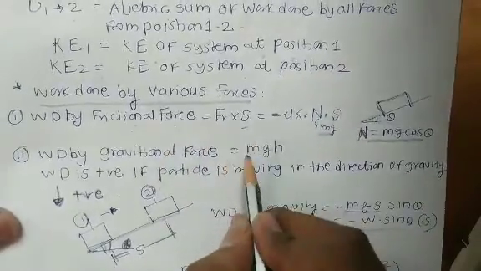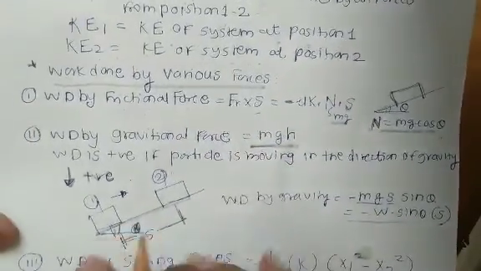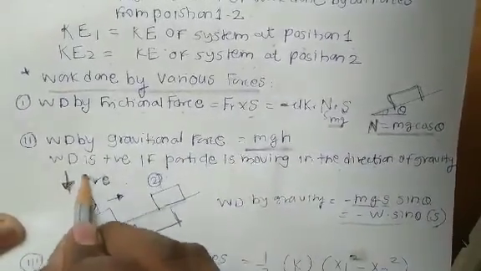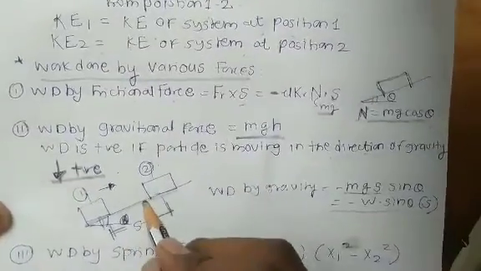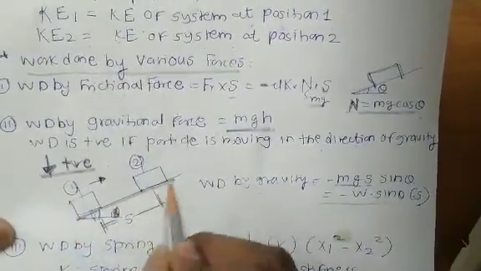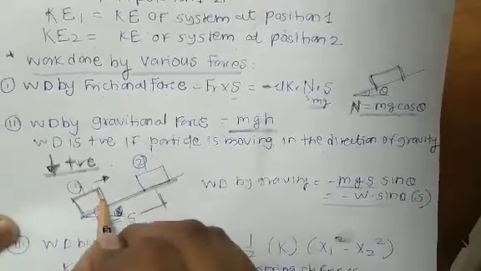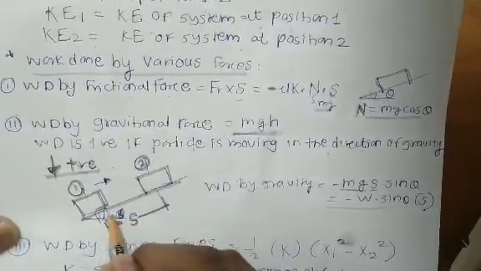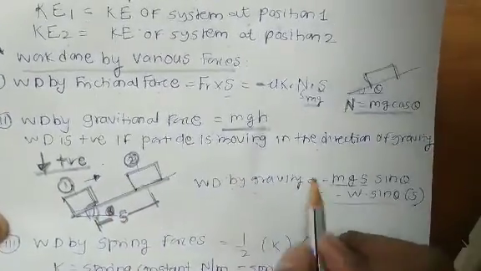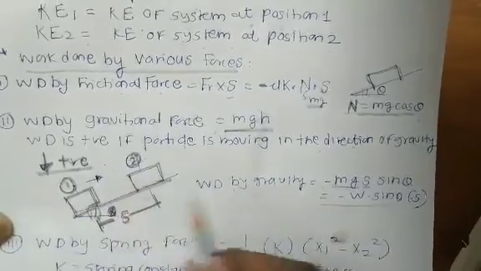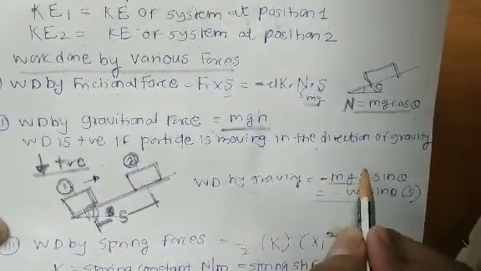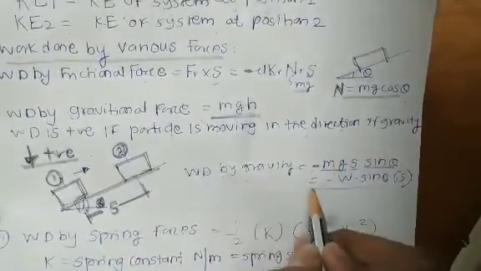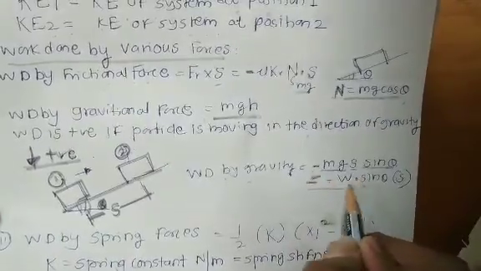Work done by gravitational force is equal to mgh. Work done is considered positive if it is moving in the direction of gravity, that means it is going downward, then it is considered positive. Now consider this inclined plane, and this block is moving upward to position 2. It travels the distance s, and the plane angle is theta. Then work done by gravity, since it is opposite to the direction of gravity, is minus mg into s, the distance traveled, and sine theta is the weight component, so that is equal to minus W sine theta into s.